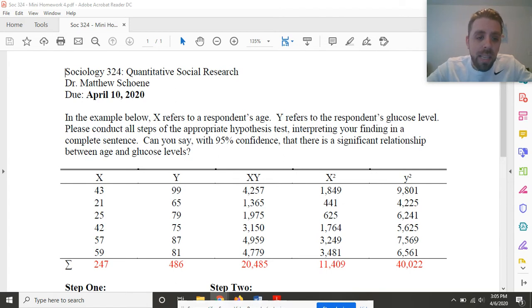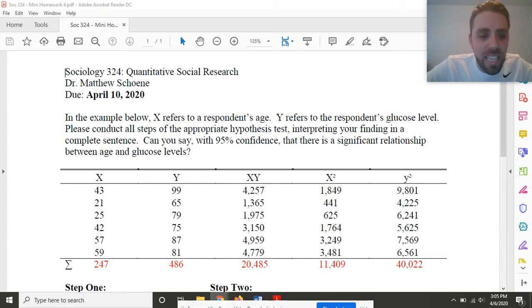So knowing that X refers to age and Y refers to glucose levels, right off the bat I know immediately I'm hypothesizing that X has an effect on Y, even though that's not really quantifiable with the correlation coefficient equation. It's something you want to keep in your head and constantly be thinking that way, because with regression, it's going to be very important.